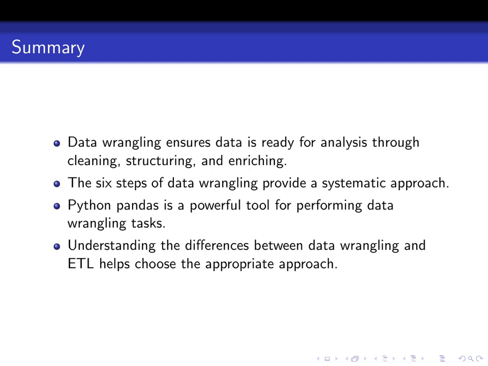To summarize, data wrangling ensures that data is clean, structured, and enriched, making it ready for analysis. By following the 6 systematic steps of discovery, structuring, cleaning, enriching, validating, and publishing, you can tackle data preparation efficiently. With tools like Python pandas, you have the power to manage datasets effectively and make better data-driven decisions. Understanding the differences between data wrangling and ETL ensures you can choose the right approach based on your needs.